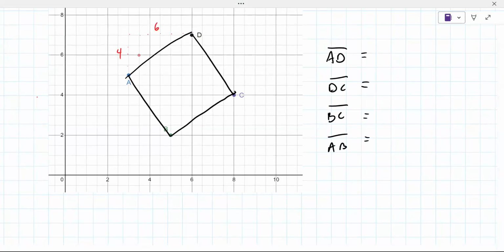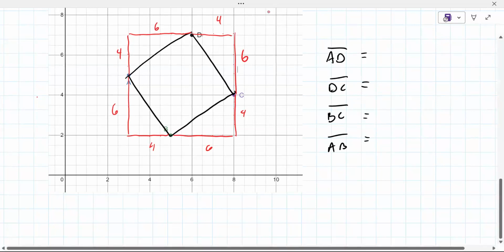The 4 and 6. So this is a right triangle here. This one is 1, 2, 3, 4, and 1, 2, 3, 4, 5, 6. So this is another 4 and 6. And this one is another 4 and 6. So these distances are all the same.